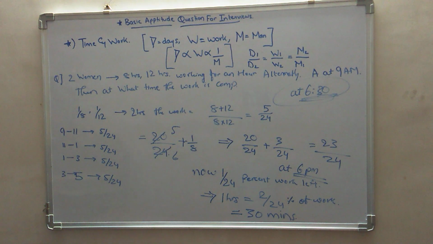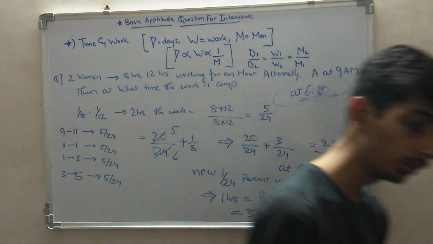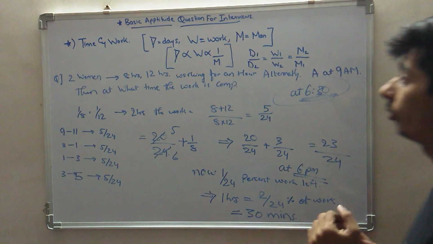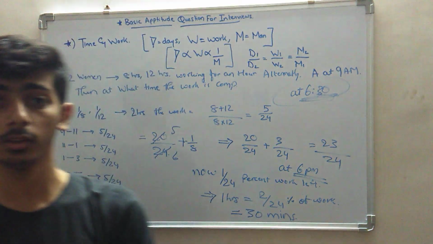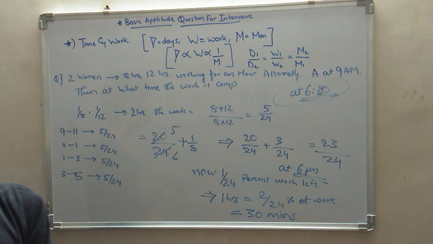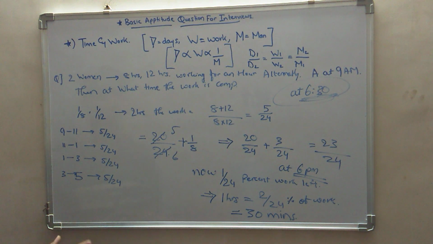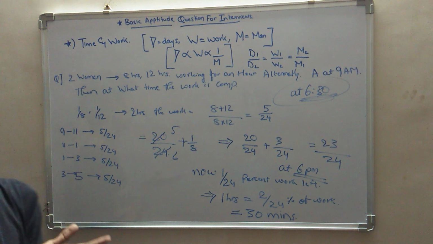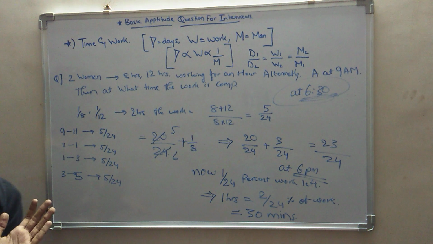This is the most final question of work and time. So basically for work and time, any two of the things would be given, while the third would be the constant one, and you need to find the third one by substituting. So simply this is all about work and time.